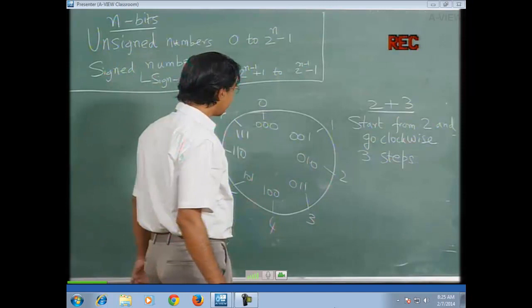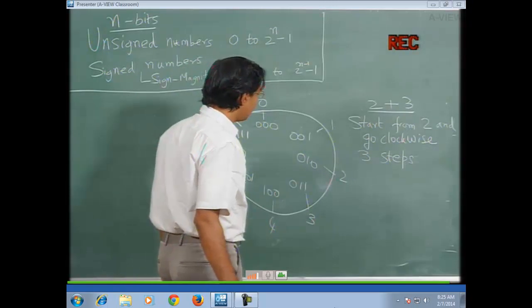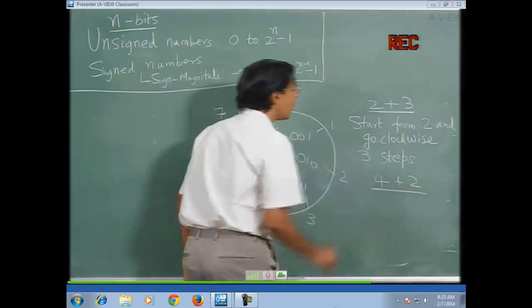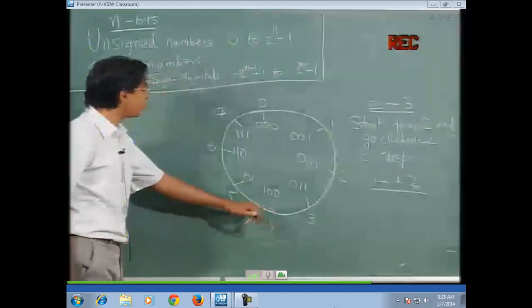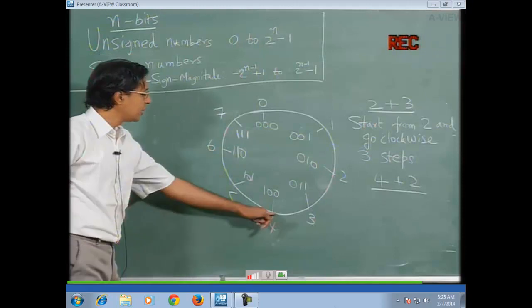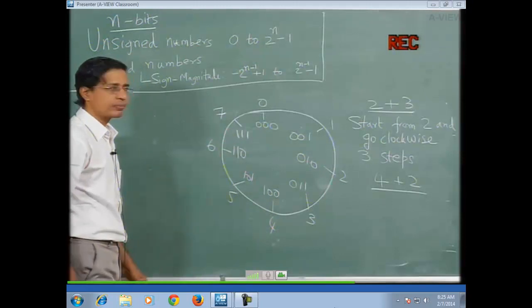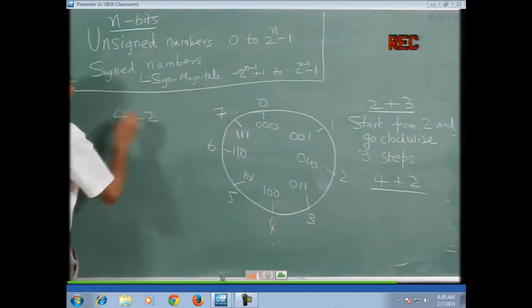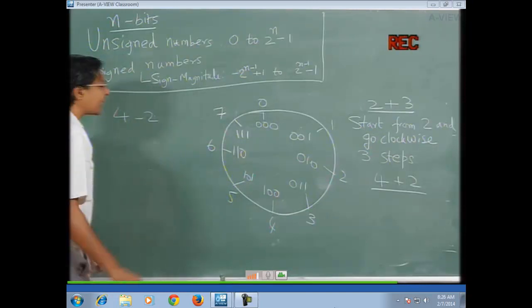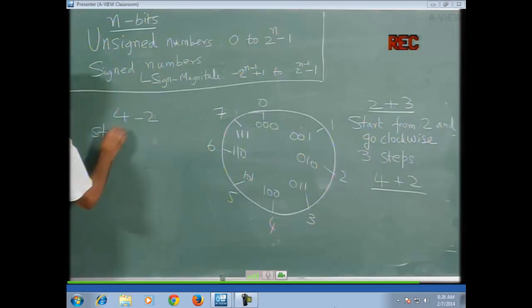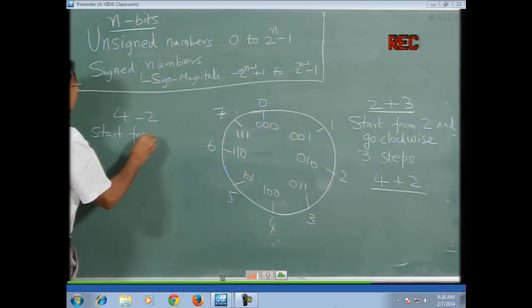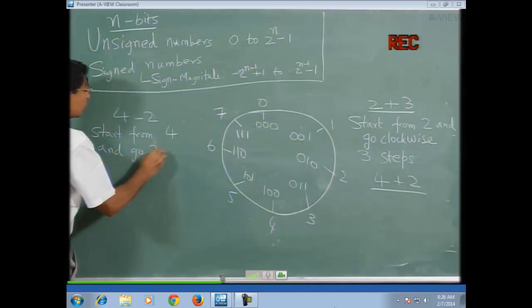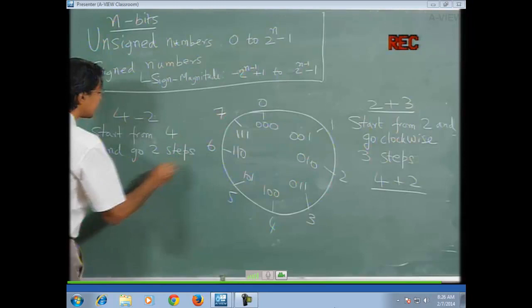Let us do another thing. Suppose I want to do 4 plus 2. What do I do? I start from 4 and go 2 steps clockwise. 5, 6. Similarly, if I want to do 4 minus 2 for some reason, the same cycle can be used. Start from 4 and go 2 steps anti-clockwise.